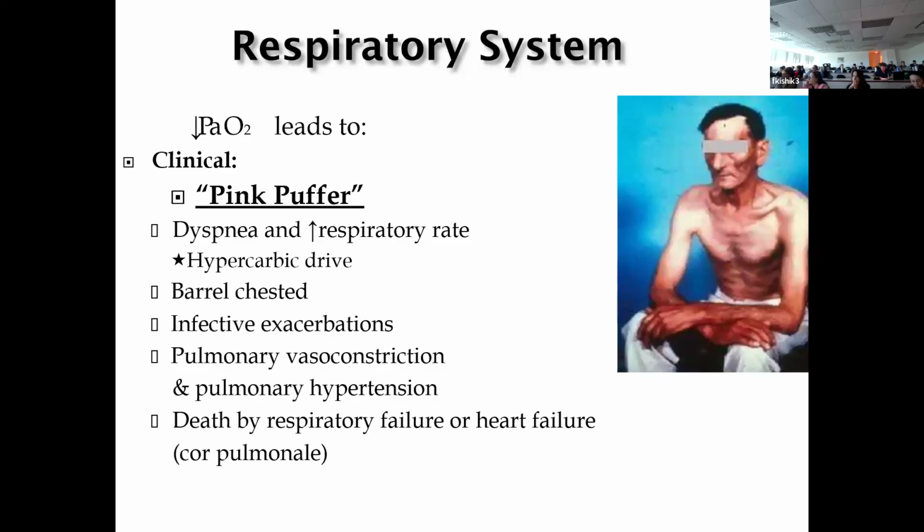Okay. So decreased PaO2 leads to your clinical picture. They use the term pink puffer and blue bloater to describe emphysema and COPD. They say not to use that anymore, but I think it works well. So they'll be dyspneic and have increased respiratory rate. Emphysema patients will be usually pretty skinny. They'll have an increased hypercarbic drive, so they'll have more CO2 retention. They may be barrel chested because of the air trapping.